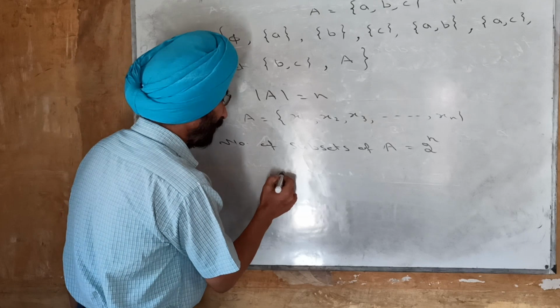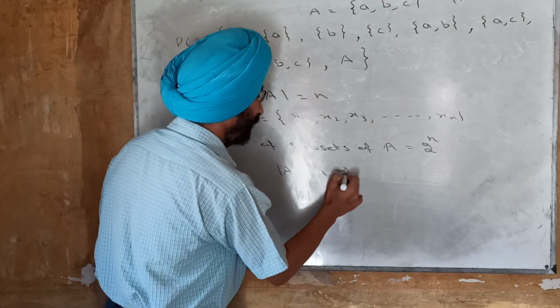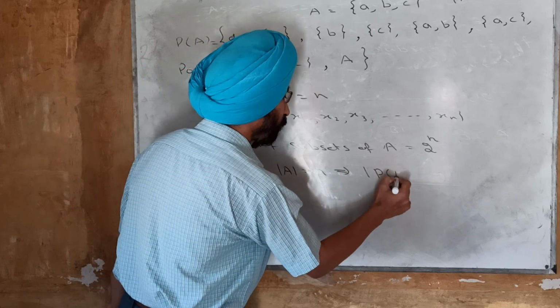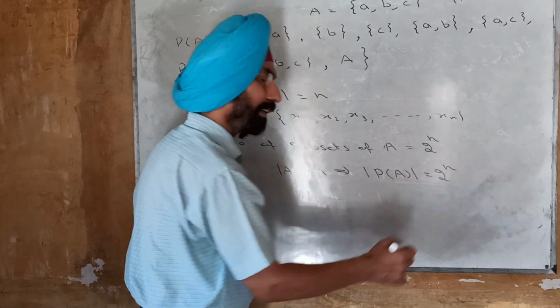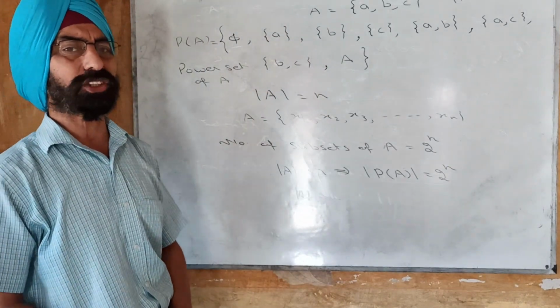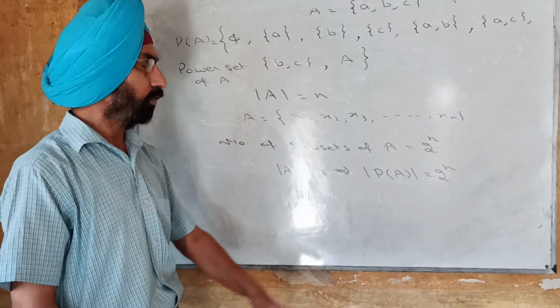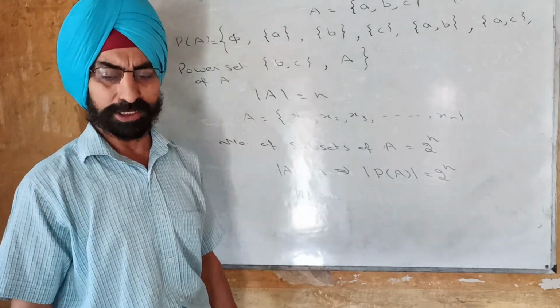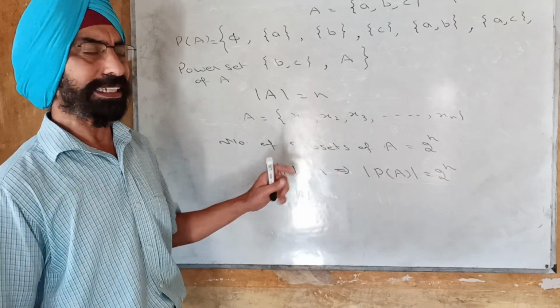That means, if the number of elements of A is n, then the number of elements of the power set of A is 2 raised to the power n. If a set A consists of n elements, then its power set must consist of 2 raised to the power n elements. So this is the story of power sets, subsets of a set.